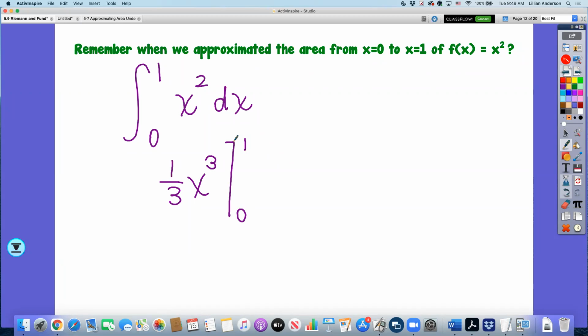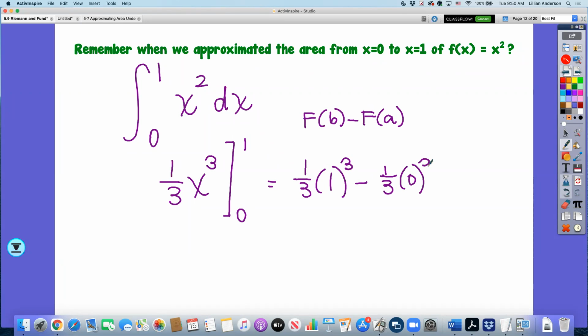What I'm doing right here, this is nothing but the notation to represent that we're going to plug in the bounds. It's capital F of B minus capital F of A. That means I plug in the top bound into the antiderivative, and I subtract it from when I plug in the bottom bound into the antiderivative. And that will give me my exact area every single time.